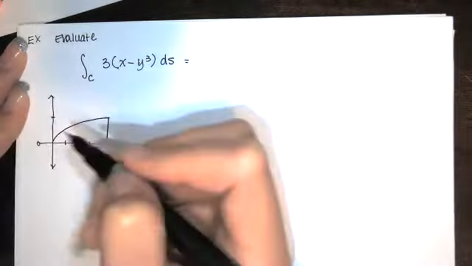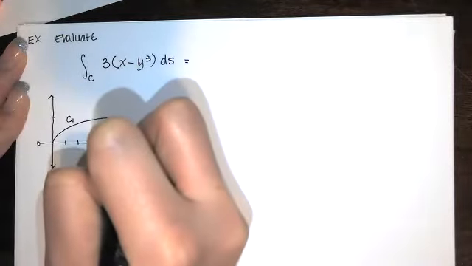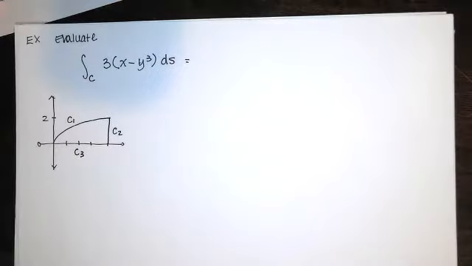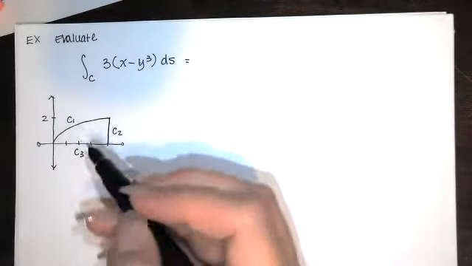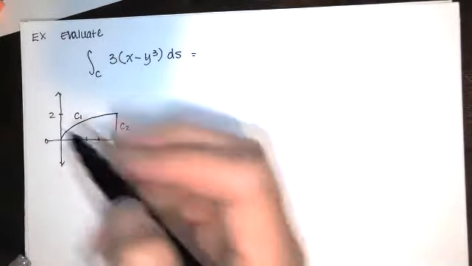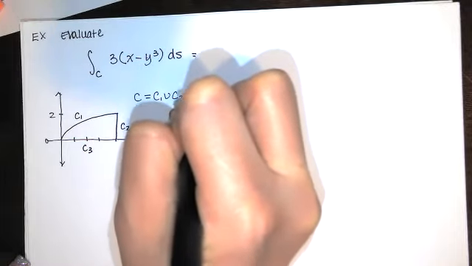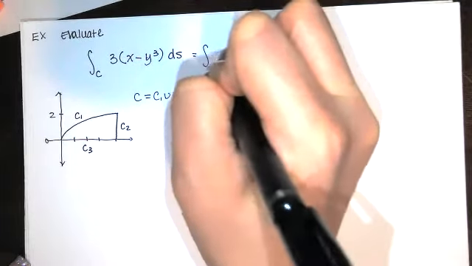And again, it still has those 3 smooth pieces, C sub 1, C sub 2, and C sub 3. So it turns out that if you want to evaluate the line integral over C, where C is the union of those 3 pieces, all you have to do is evaluate the line integral over each piece.